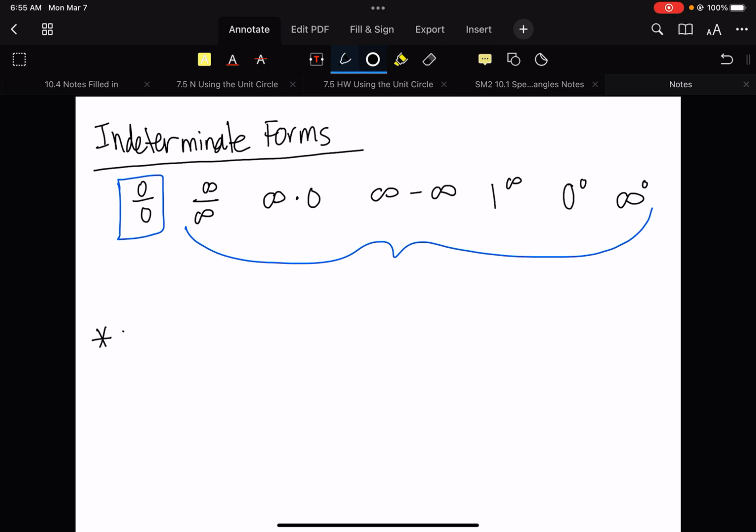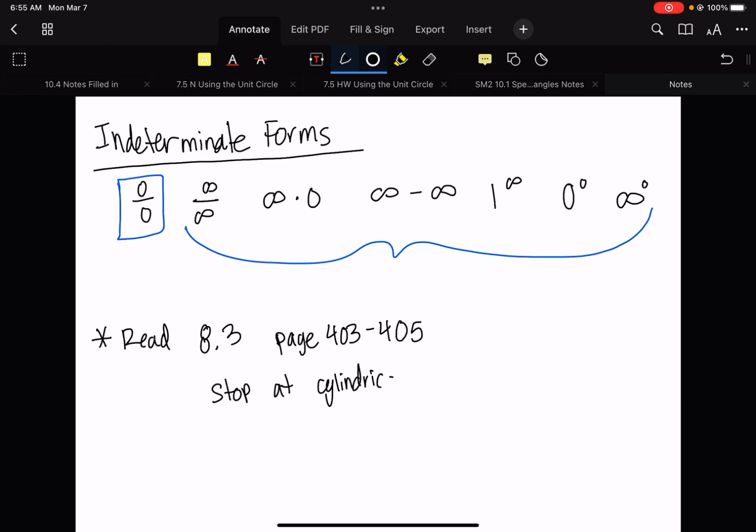When you're finished with this homework, I want you to read the first half of 8.3. I know most of you aren't reading the textbook before every class, but 8.3 is a doozy, and I want you to have some frame of reference for it before we get to class. So read the first half of 8.3. Next class, we're just going to do the first half of it. That's pages 403 to 405. You can stop when it starts talking about cylindrical shells. That'll help us get a head start on what we're doing next time.